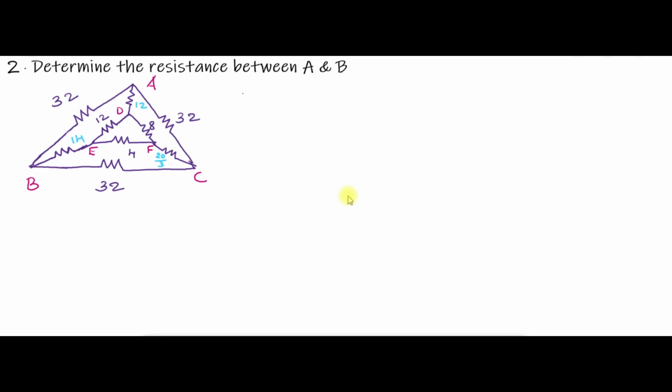Hope you have already seen my previous videos, star to delta conversion and delta to star conversion. In this video, I am going to explain this problem. Determine the resistance between A and B. These are your points, A and this is your point B.